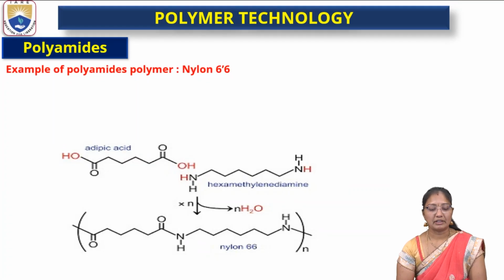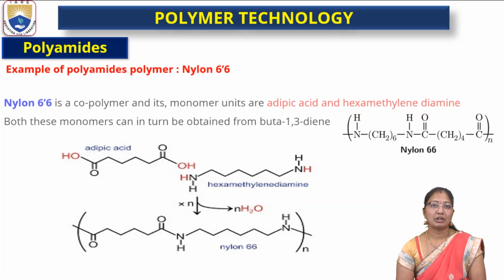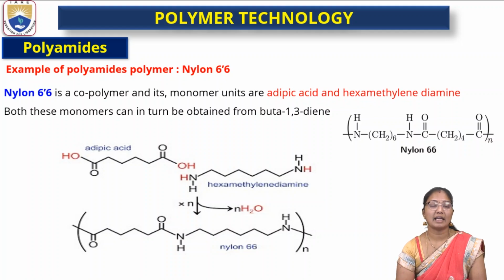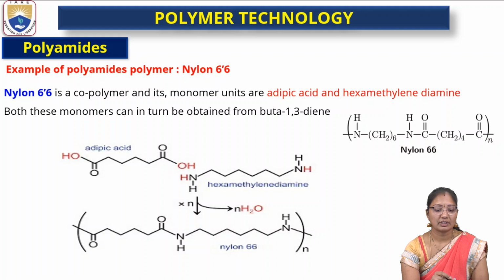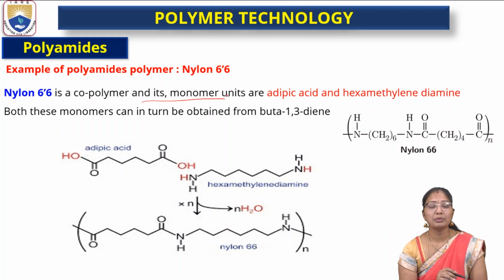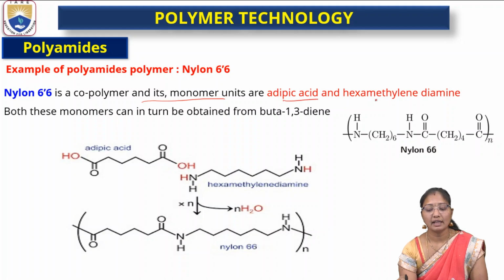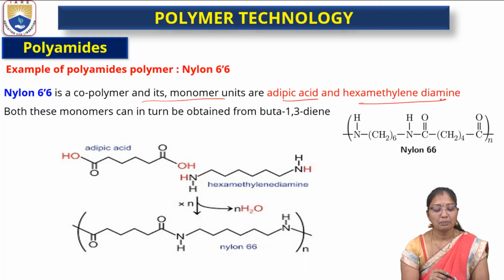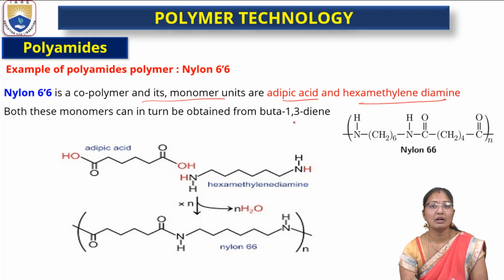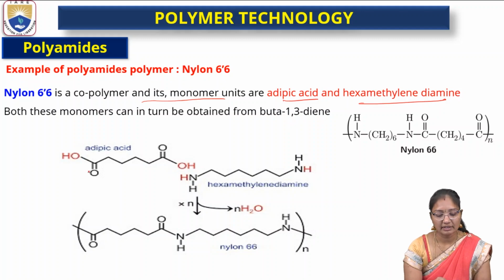The best example and one of the famous polymers in this category is polyamide 6, nylon 66. There are different types like nylon 6, nylon 66 and nylon 612. Now we are going to discuss the nylon 66 copolymer. The monomer units we are using for nylon 66 preparation are adipic acid and hexamethylene diamine. Both these monomers can be obtained from buta-1,3-diene.